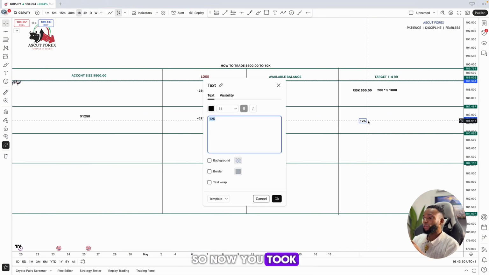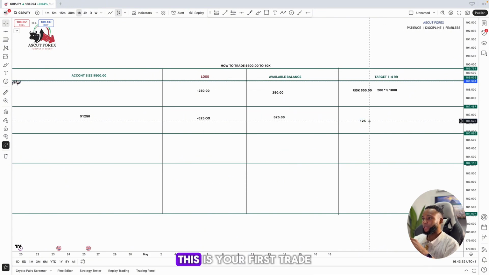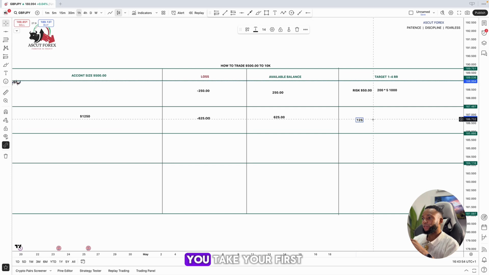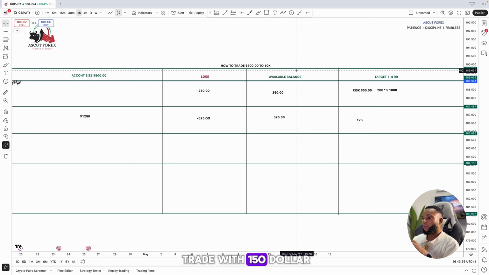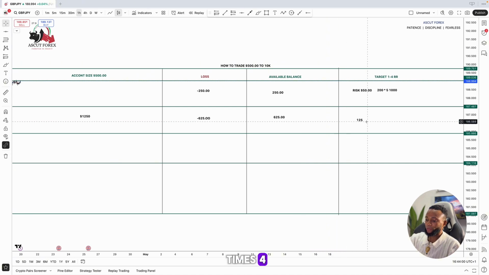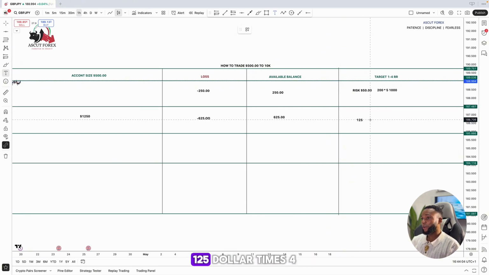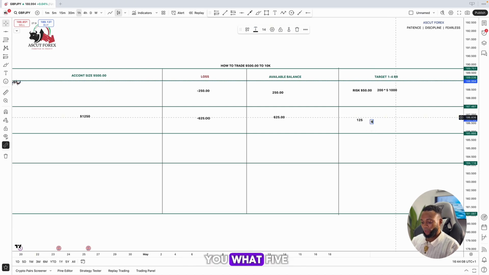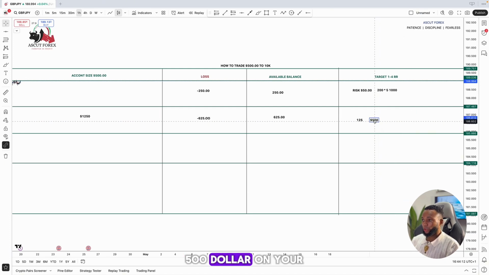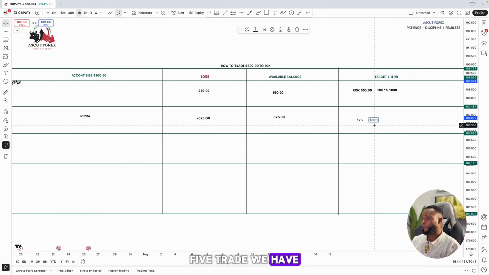So now you took your first trade. You take your first trade with $125 to make at least times 4. That's 1 to 4. Means this $125 times 4 will give you what? $500 on your first trade. And remember, we are taking 5 trades. We have 4 trades left.